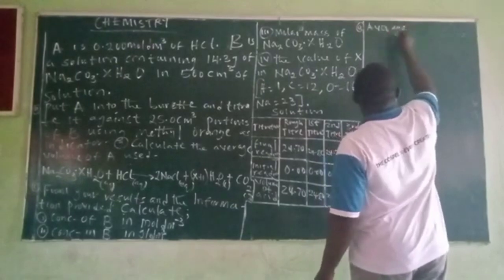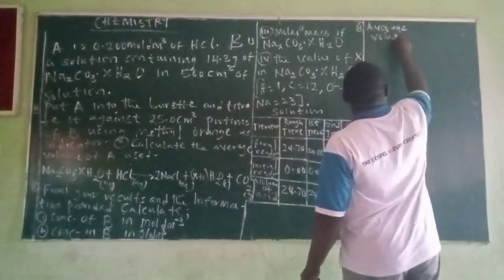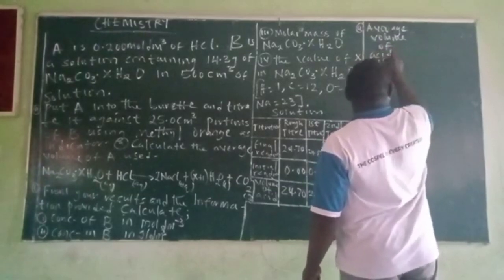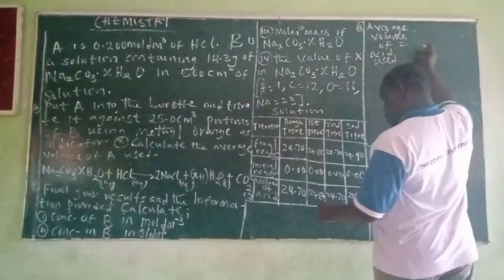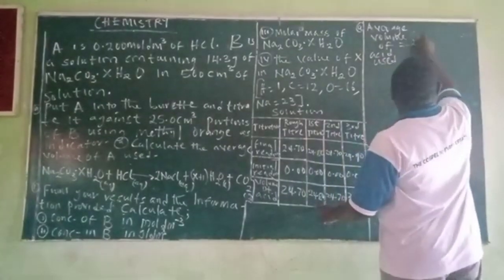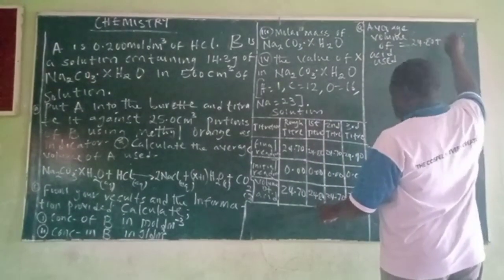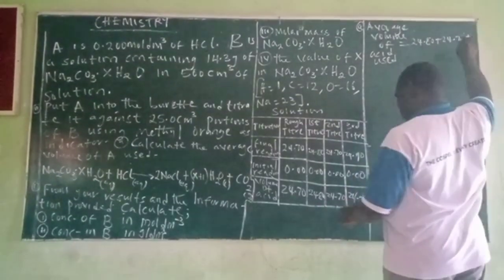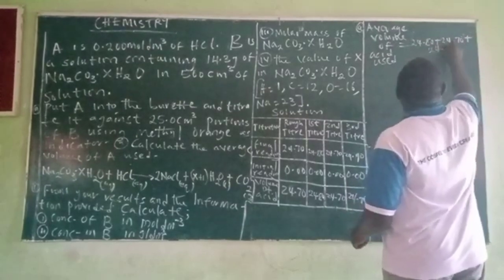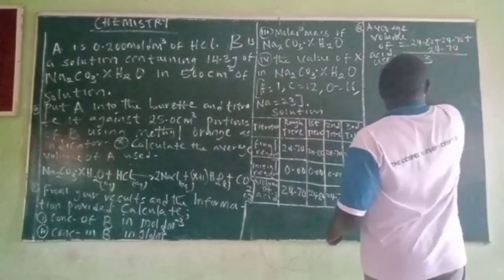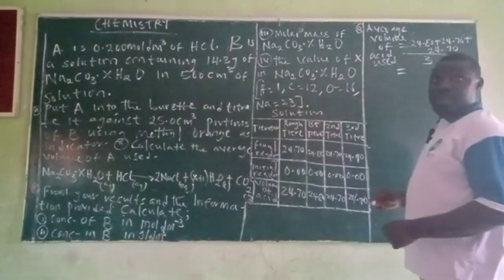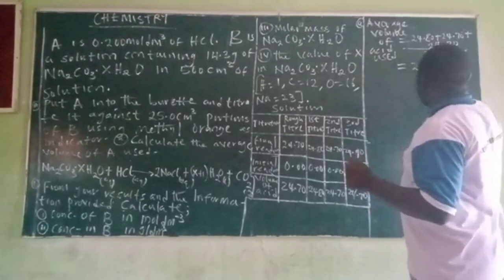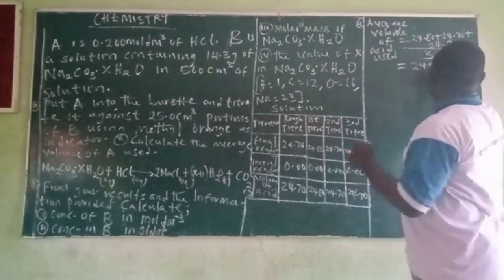Average volume of acid used equals, please someone, 24. Get me your calculator. Bring your calculator out, student. Please do that quickly. Who has done that, please? What's the answer? 24.733. 24 point what? 733. Okay, 24.73.